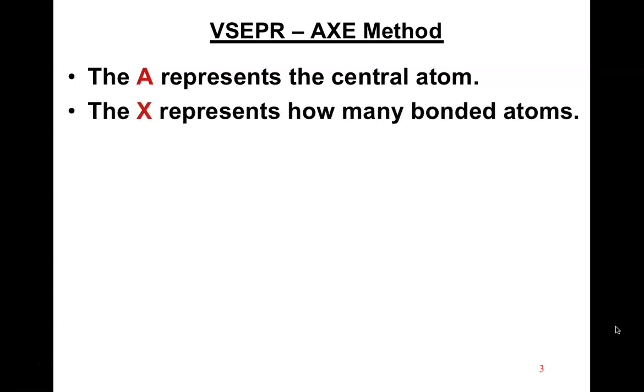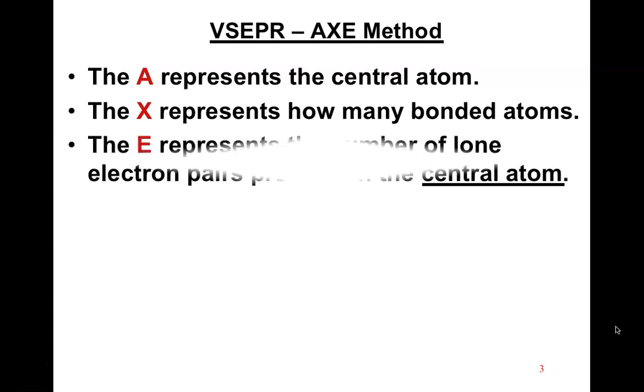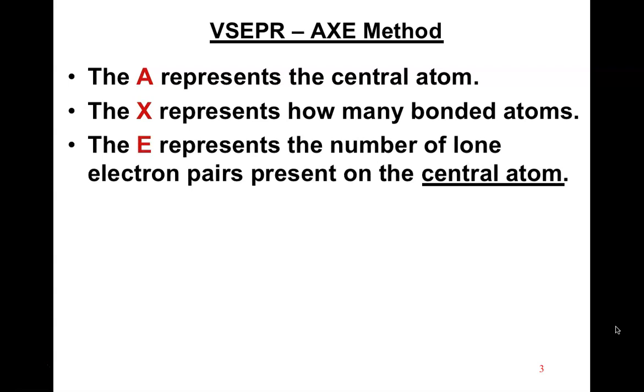X represents how many bonded atoms. Now, a single bond, a double bond, a triple bond, they all count as one bonded atom. It doesn't matter how many bonds there are between two atoms, it's still one bonded atom. E represents the number of lone electron pairs on the central atom. We've been drawing dot structures with lone electron pairs on the outside atoms. Those do not count. Again, we are focusing on lone pairs of electrons on the central atom.